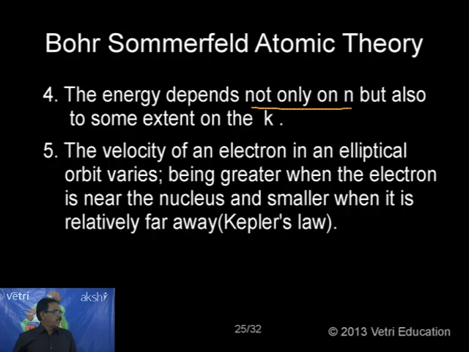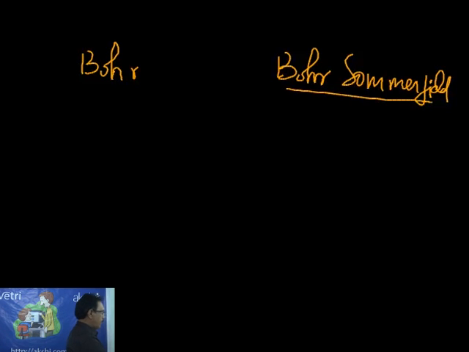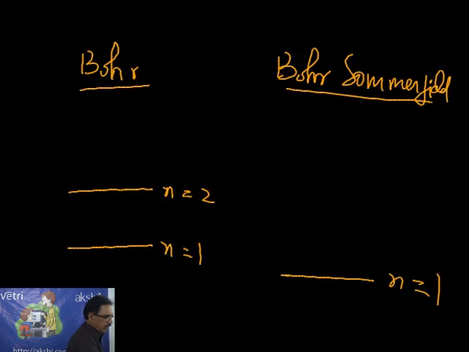Let me explain this postulate with a suitable example. Let me compare both the Bohr atomic theory as well as the Bohr Sommerfeld atomic theory. This is Bohr. This is Bohr Sommerfeld. Suppose this is the first level, n equal to 1 for Bohr. This is the second level, n equal to 2 for Bohr. On the other side, this is n equal to 1 for Bohr Sommerfeld, and this is n equal to 2 for Bohr Sommerfeld.